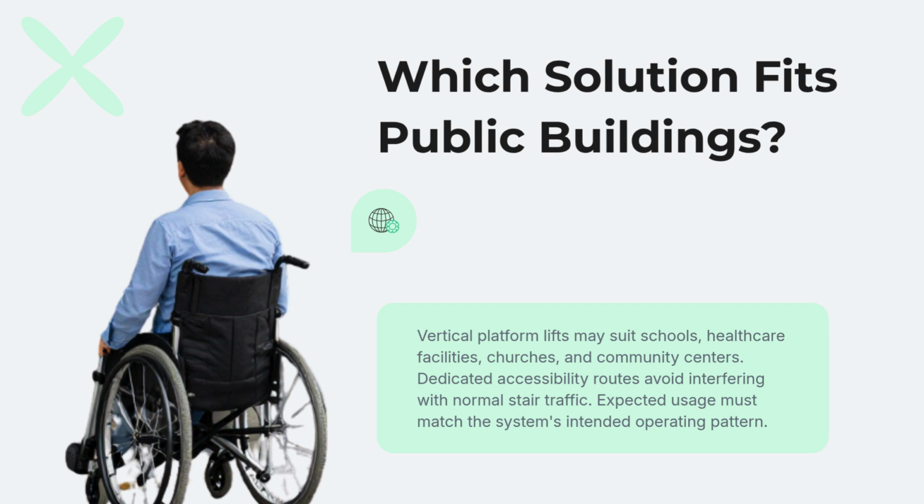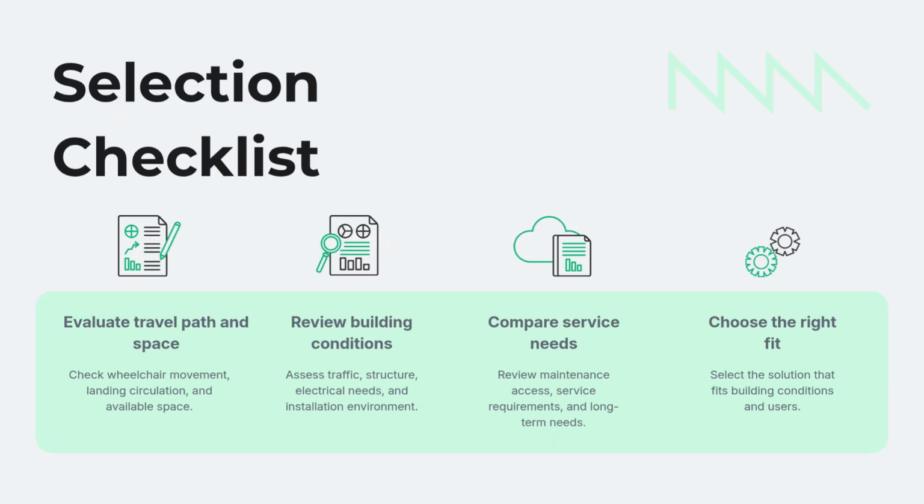Conclusions: vertical platform lift or wheelchair lift. There is no universal answer. An inclined wheelchair lift can be a practical solution when using an existing staircase is the best option, and structural modifications need to be minimized. A vertical platform lift can provide greater flexibility when a dedicated accessibility route is needed, and the staircase needs to remain available for normal use.